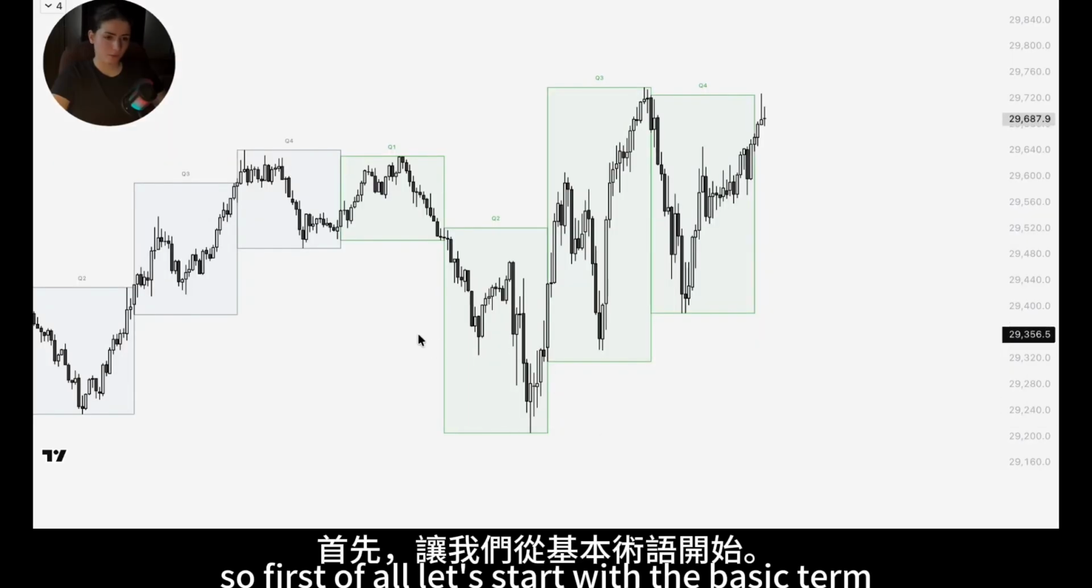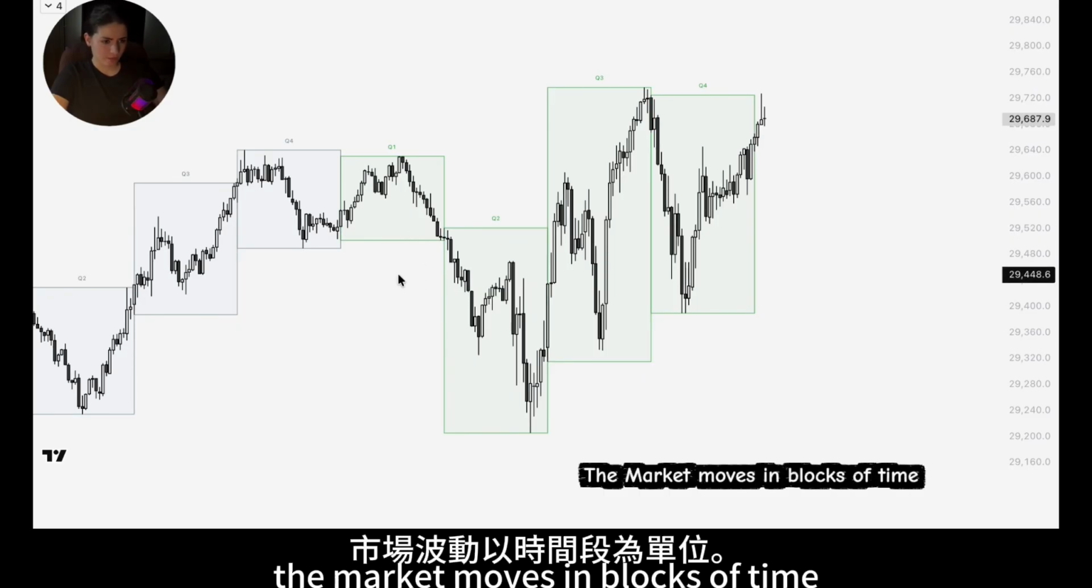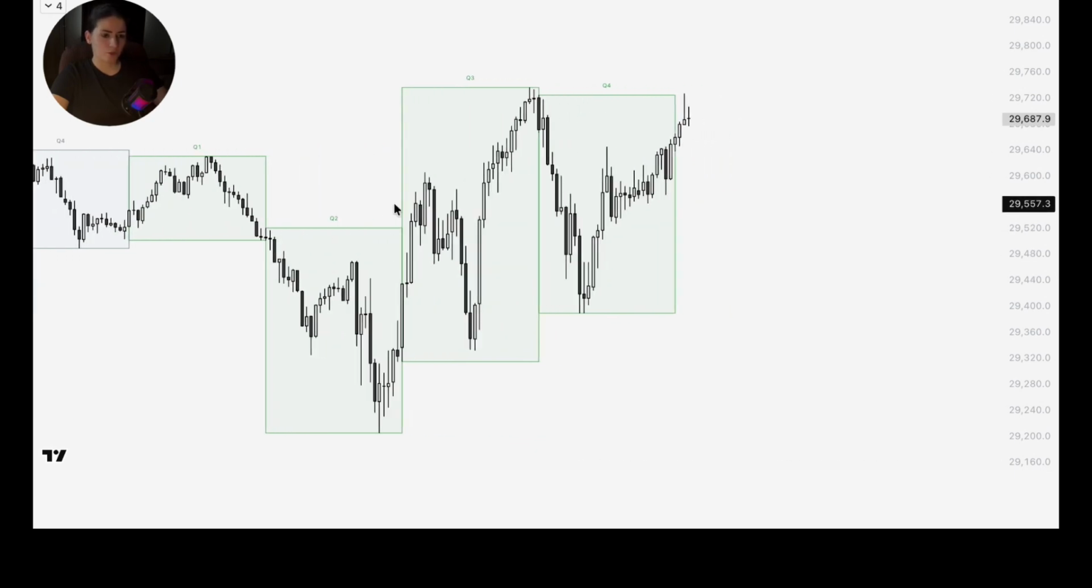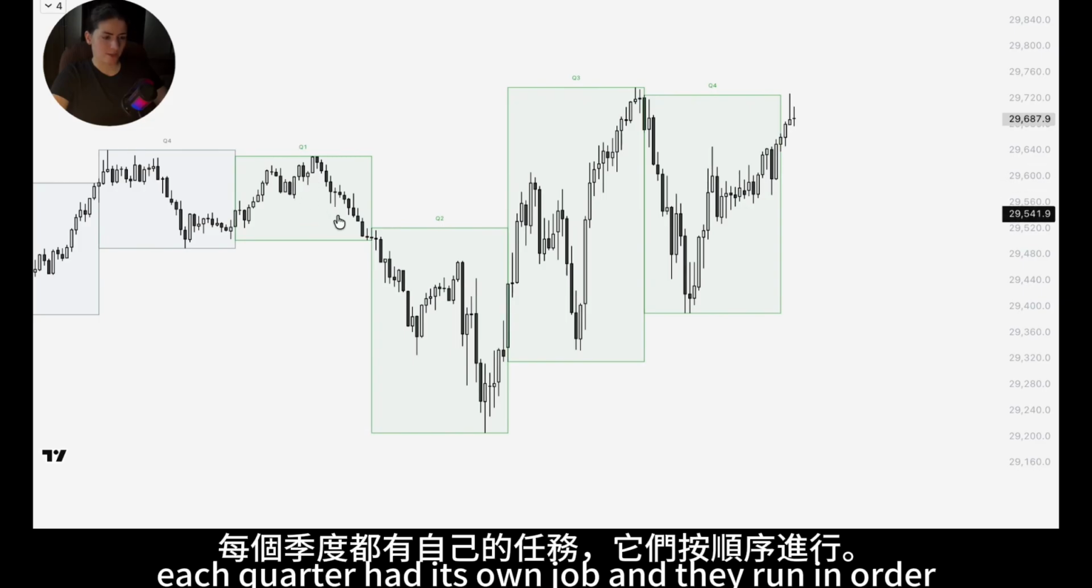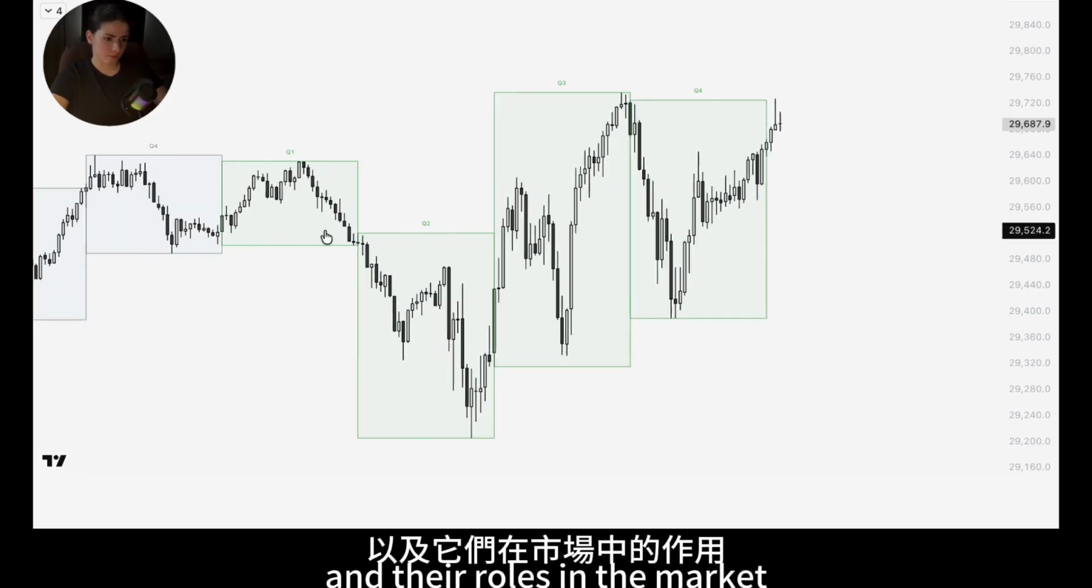So first of all, let's start with the basic term. Quarters are built on one idea. The market moves in blocks of time, and every block splits into 4 quarters. Each quarter has its own job, and they run in order. Let's break down each quarter and their roles in the market.